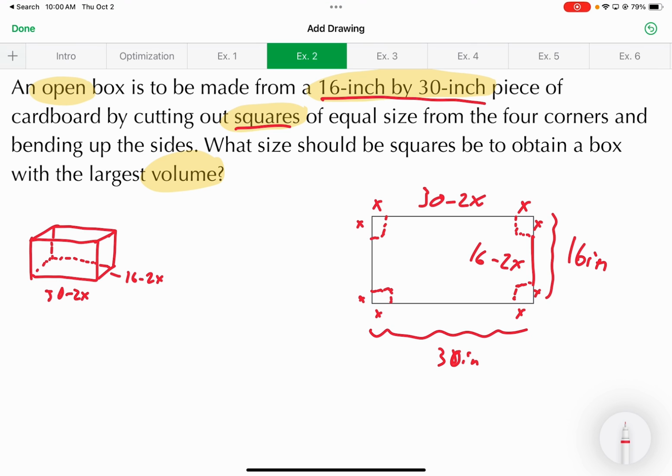Because when we're turning up the sides, this part that I'm cutting out is how tall it's going to be. So it's going to be a height of x.